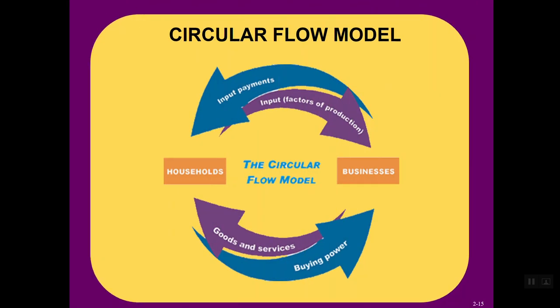Here's a circular flow model which kind of explains how a capitalist economy works. A business exists, and there are households that purchase what we produce, the consumers. So the business produces goods and services, households purchase them, and that allows us as a business to continue to pay for our factors of production to produce more.